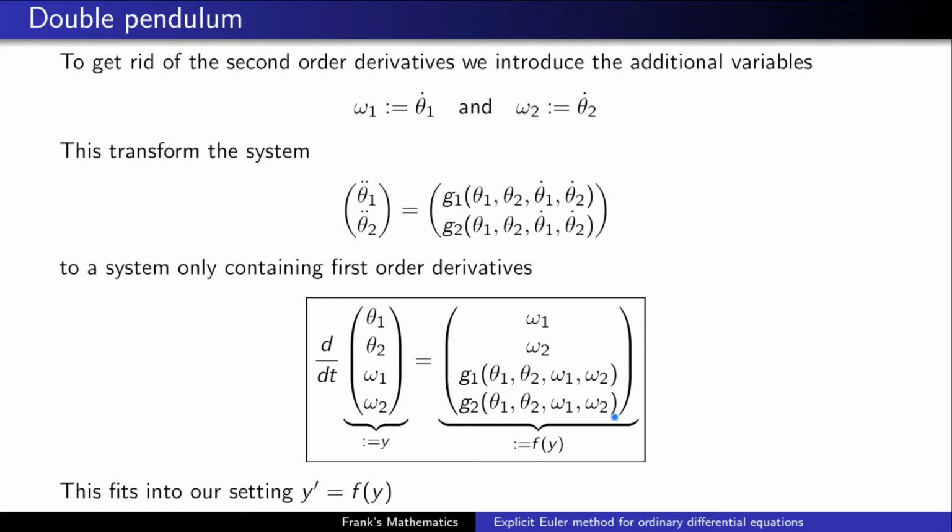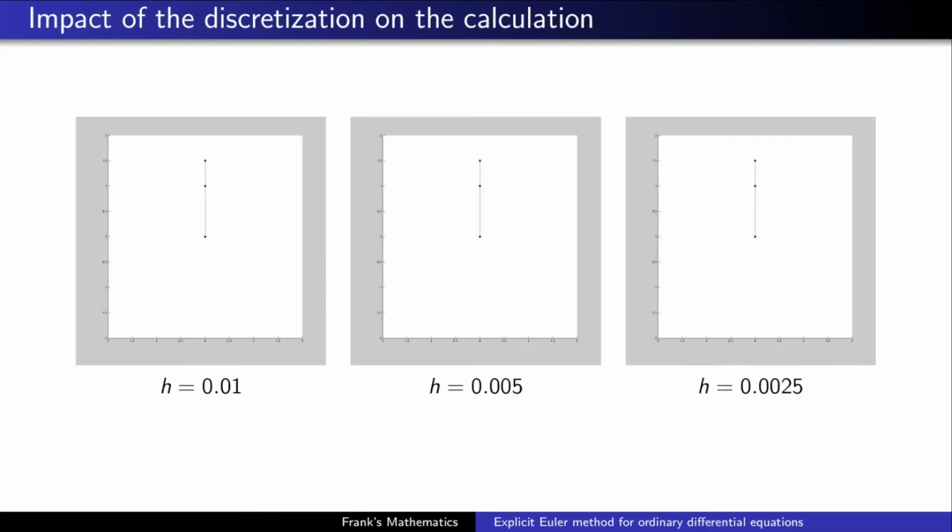Of course, we have to do some reformulation to get the actual position in the Cartesian system, but this is just standard. If we know the angulars theta 1 and theta 2, we can compute the position in the Cartesian space. Here you can see now 3 different calculations for the pendulum. They all start at the same initial position, but we vary the discretization parameter from 0.01 to 0.0025. And let's see what impact the discretization has on the calculation.